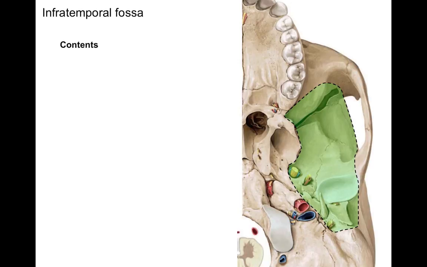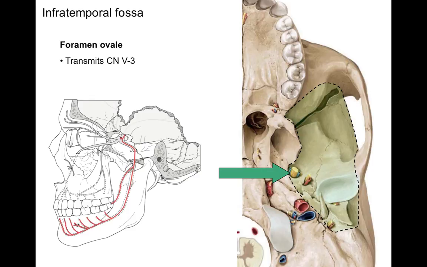Now, what are the contents of the infratemporal fossa? They include the following. There's the foramen ovale that transmits the mandibular branch of the trigeminal nerve, VN3, and there's the mandibular nerve entering the infratemporal fossa. So if you remember this picture from previous tutorials, there is where the foramen ovale is located, and that's where V3 gets into the infratemporal fossa.